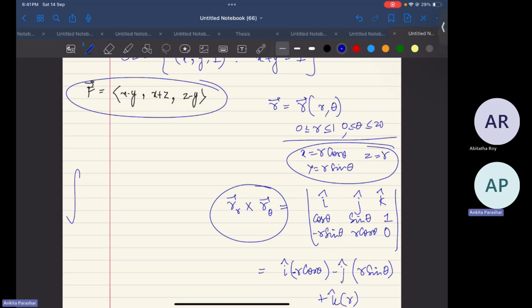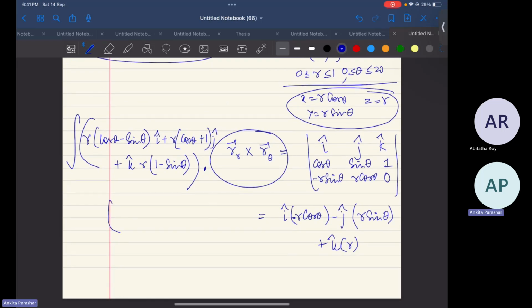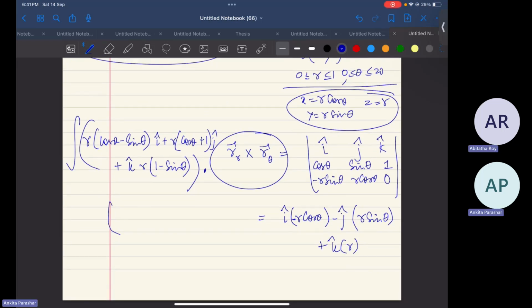Okay, so x is my r cos theta. I'll take r common: r times (cos theta minus sin theta) i cap plus r times (cos theta plus 1) j cap plus k cap, r times (1 minus sin theta). This is my F, and then dot product with the cross product of r_r and r_theta, which is minus r cos theta, minus r sin theta, and then r.